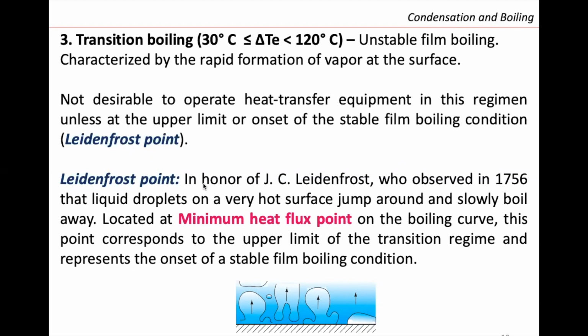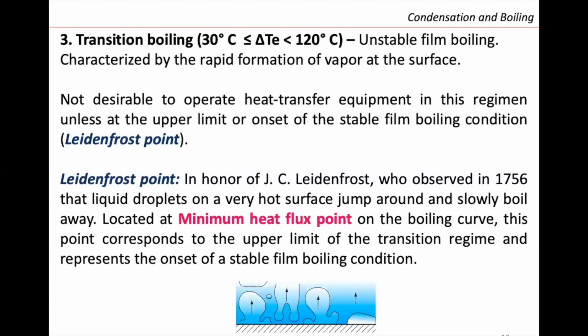It is named Leidenfrost point, just a quick note here, in honor of J.C. Leidenfrost, who observed in 1756 that liquid droplets on a very hot surface jump around and slowly boil away. I'm sure that you have seen that when you have very hot surfaces and you put a liquid, the droplets jump and then they just evaporate, right? It is located at a minimum heat flux point on the boiling curve. This point corresponds to the upper limit of the transition regime and represents the onset of a stable film boiling condition.